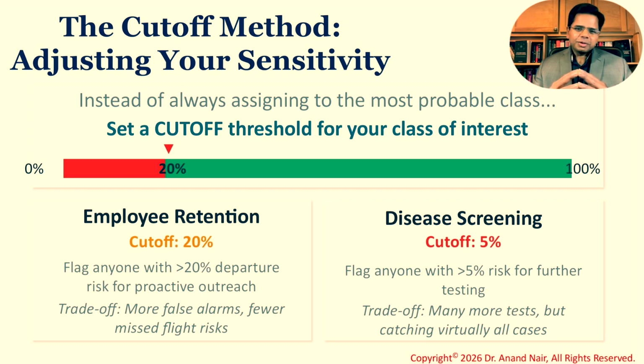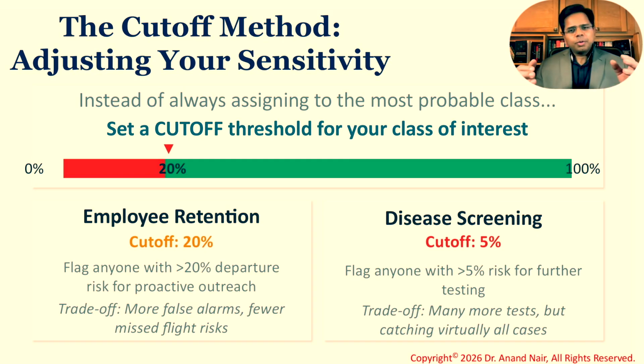Here's a powerful twist on the standard classification approach. Instead of just assigning records to whichever class is most probable, you can set a cutoff threshold. Think of it like installing an adjustable sensitivity dial on your classifier. In our employee turnover example, HR doesn't want to win an accuracy contest. They want to catch flight risks. So instead of classifying everyone based on the most probable class, which would put almost everyone in will stay, they say, flag anyone with greater than 20% departure probability for proactive outreach.